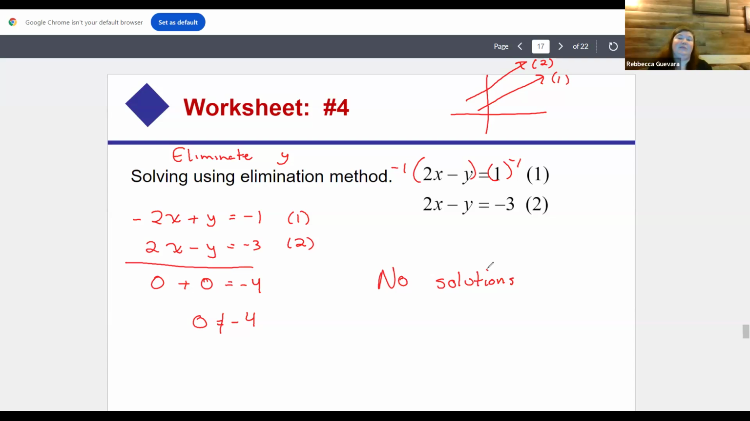So not every system of equations is actually solvable. So I left that one for you to see if you catch on. It's like, it's not working. Not everything works.